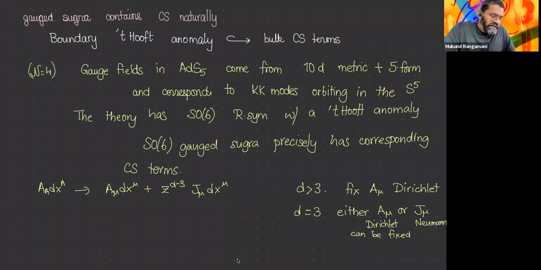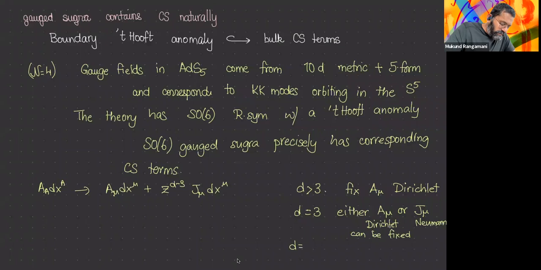Fixing mu is like fixing the electric part of the Maxwell field. Fixing j mu is like fixing the magnetic part of the Maxwell field, which is the statement of electric magnetic duality in 4 dimensions. Classical electric magnetic duality in 4 dimensions. So in this dimension, this is allowed, and this was first discussed by Witten. There's a very nice discussion of this in a paper by Marolf and Ross on boundary conditions for vector fields in AdS CFT.